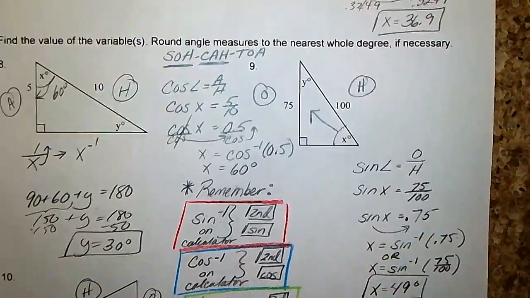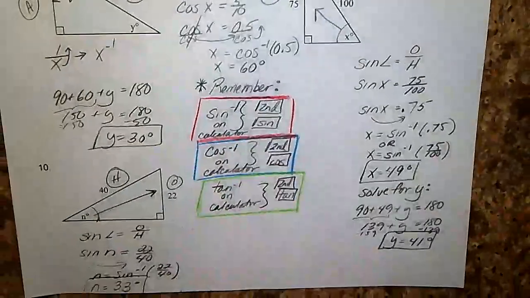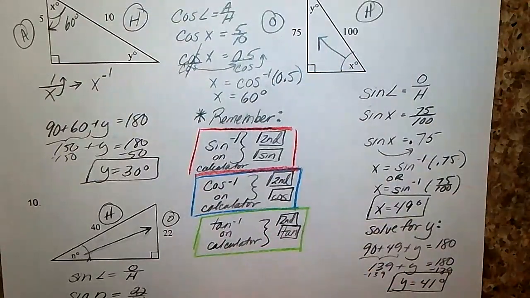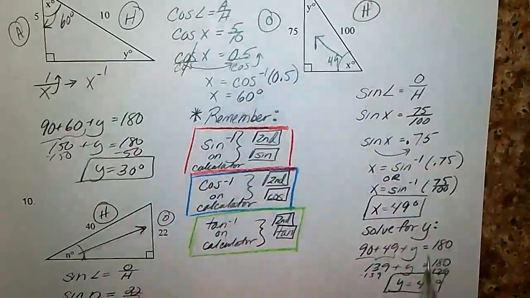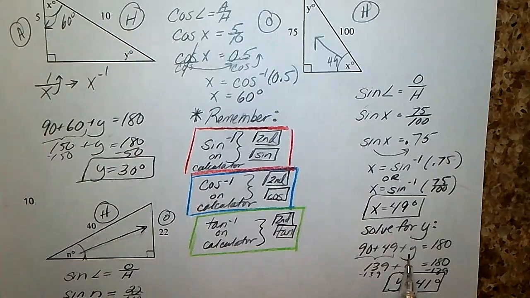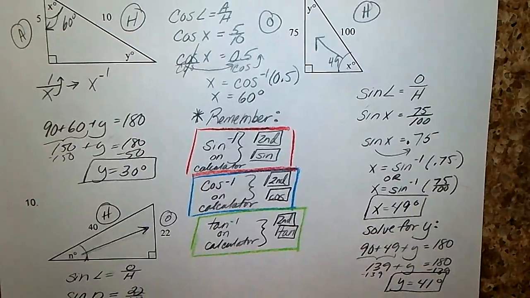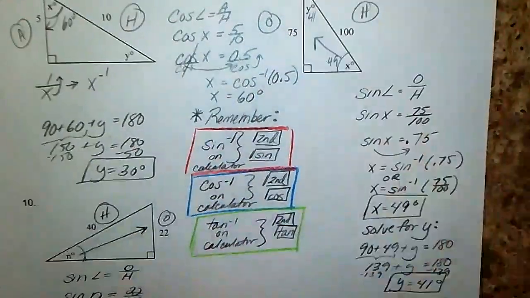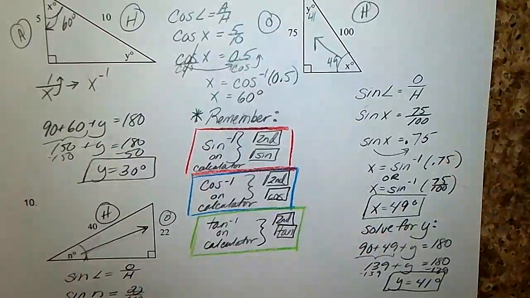So either way, you can put it in either way, and you will get that same exact answer of 49. Now, we still have to solve for y, and so we have to take what angles we have. Remember, we already have 49 for this one, so we have to add the 90 and the 49 and the y, set them equal to 180, and you find out that 41 is that missing value there that we have for our y degree value.